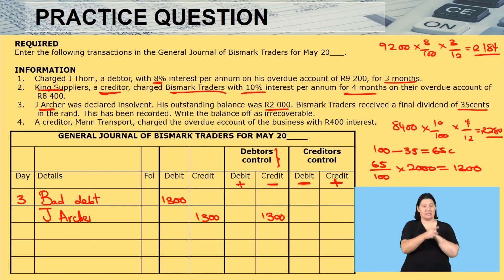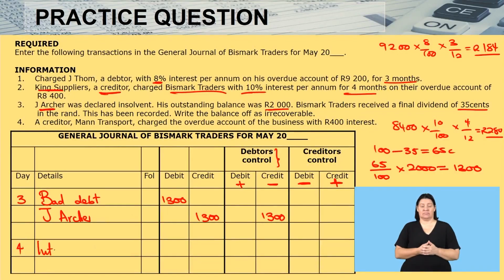The last one reads, a creditor, Man Transport, charged the overdue account of the business with 400 interest. Here's number 4. We have been charged interest, and once we are charged, it becomes interest expense. In other words, our liability is going to increase. So I'll debit my expense in that case, which is interest on overdue creditors.